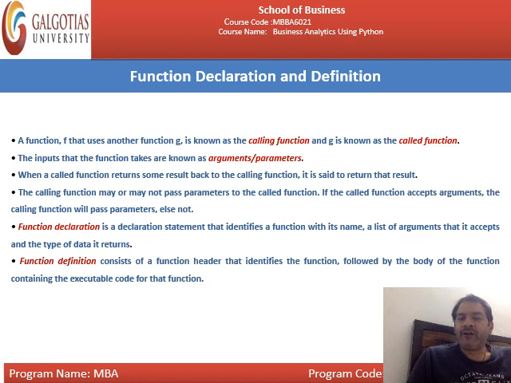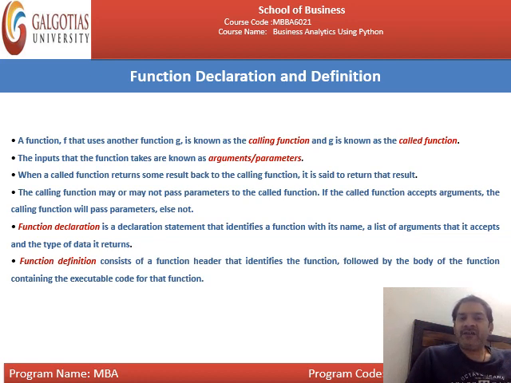The calling function may or may not pass parameters to the called function. If the called function accepts arguments, the calling function will pass parameters, else not. A function declaration is a statement that identifies a function with its name, a list of arguments that it accepts, and the type of data it returns.